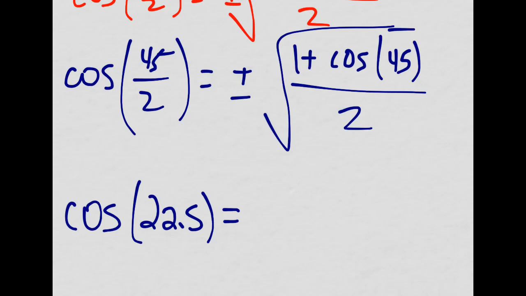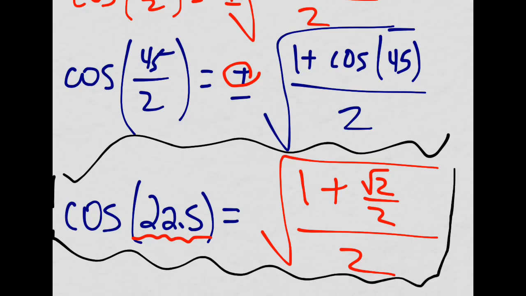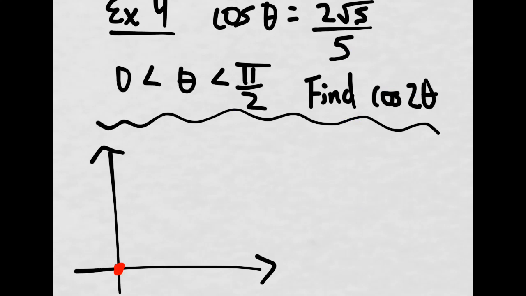Alright, what quadrant is 22.5 in? The first. Wait a second. Why are we doing this? I don't want to test your knowledge of whether you can rationalize that or not, so I'm going to let you leave it like that. Since this is between 0 and 90 degrees, that means it's in the first quadrant. Theta is in between 0 and pi over 2, which is 90, so in between 0 and 90 puts it in the first quadrant.